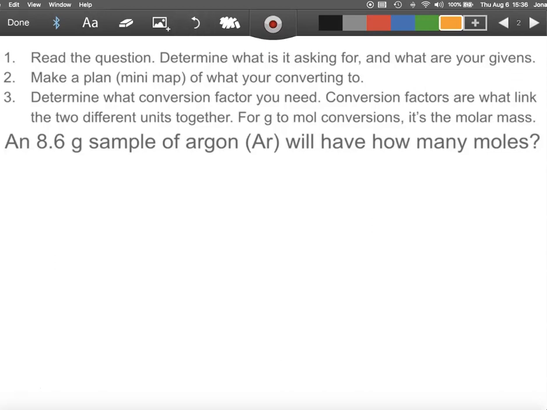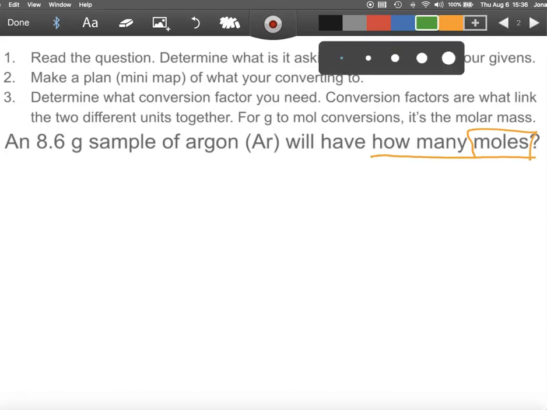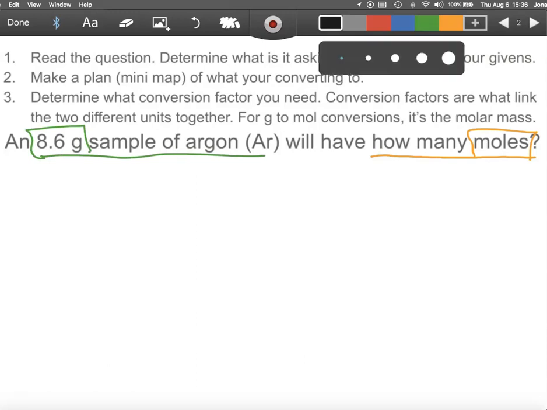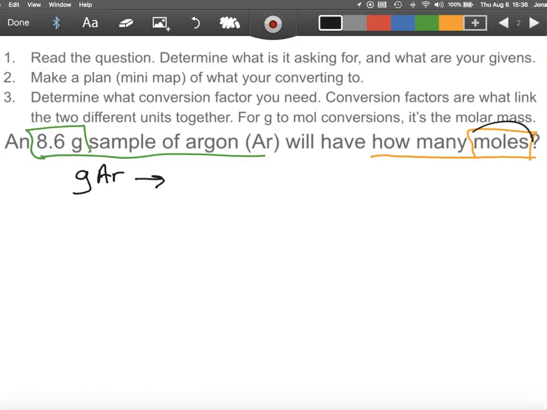An 8.6 gram sample of argon will have how many moles? Okay. Well, what's the question asking for? Here's the question word right here, how many moles? So we're looking for moles. We need to end with the mole. What did it give us as a given? That's usually got a number with it. It says an 8.6 gram sample of argon, so that's my given right there. According to this thing, we're starting with grams of argon, and then we need to get to moles of argon.